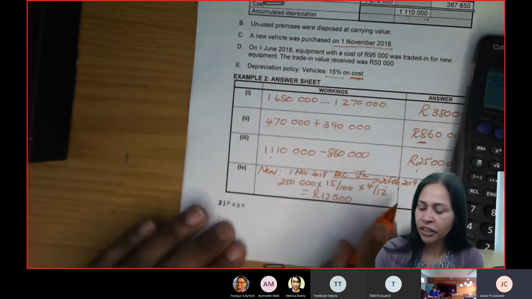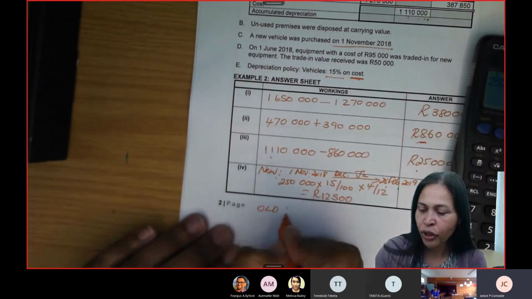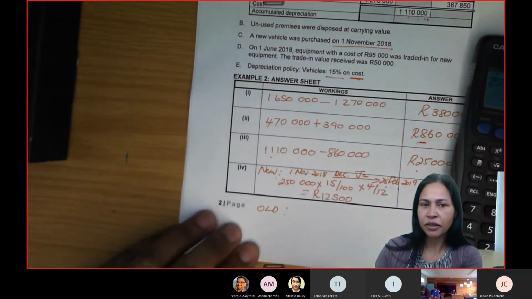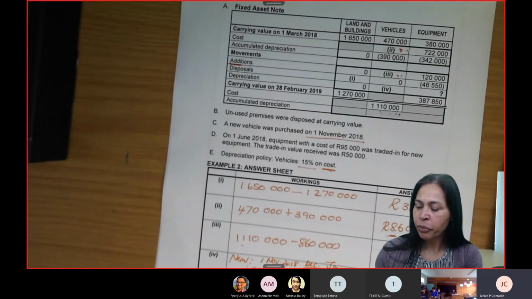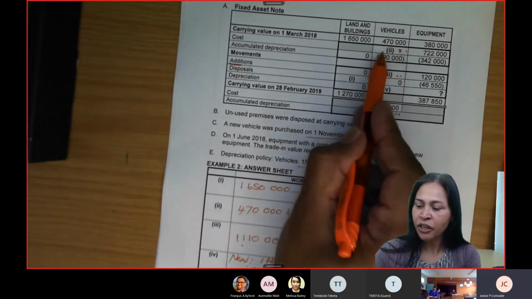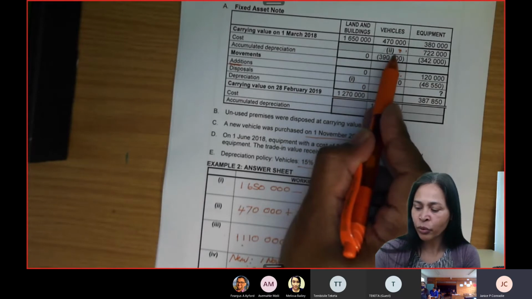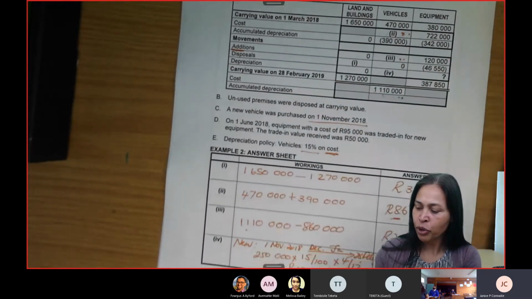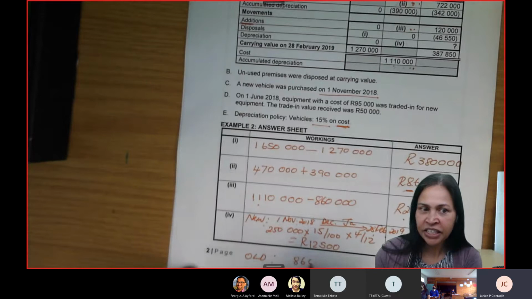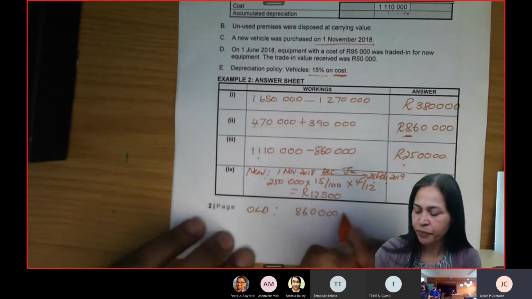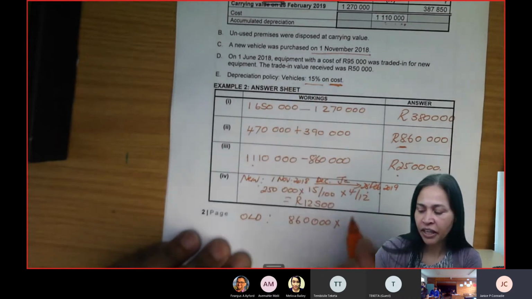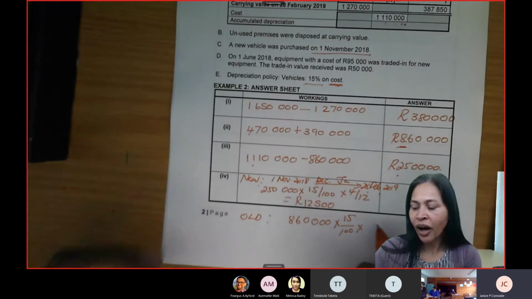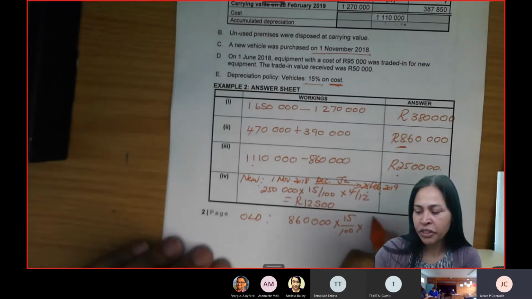Next, I'm going to calculate the depreciation on the old vehicles. Again, you look at your fixed asset note because that's where you'll find your information. Because it is a cost price method, I need to take that answer by number 2 because that was my cost. So for number 2, we had a cost of 860,000. Yes, I know my rate of depreciation for vehicles stays the same. It's 15%. That does not change. Right? Do I calculate pro rata here? No, that means it's for the full year.